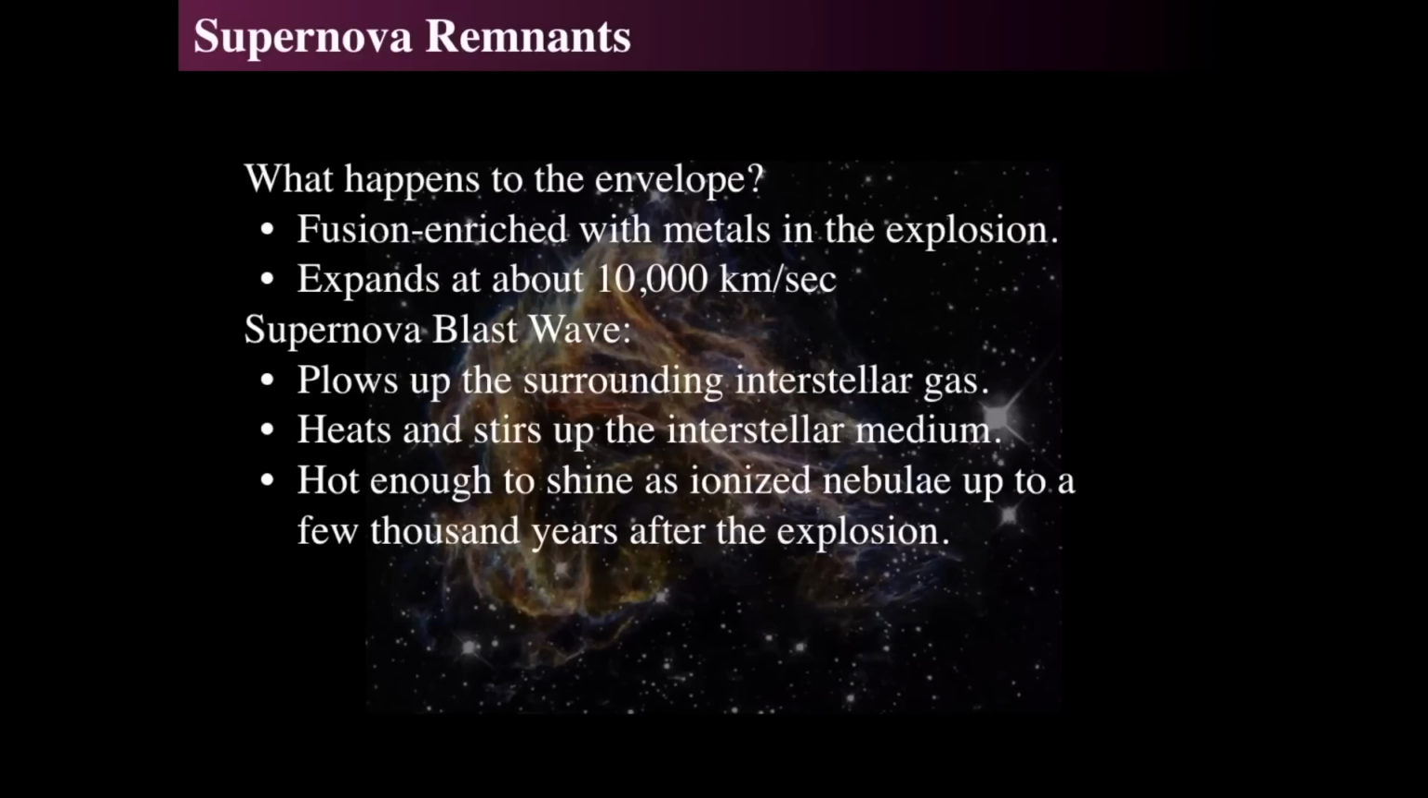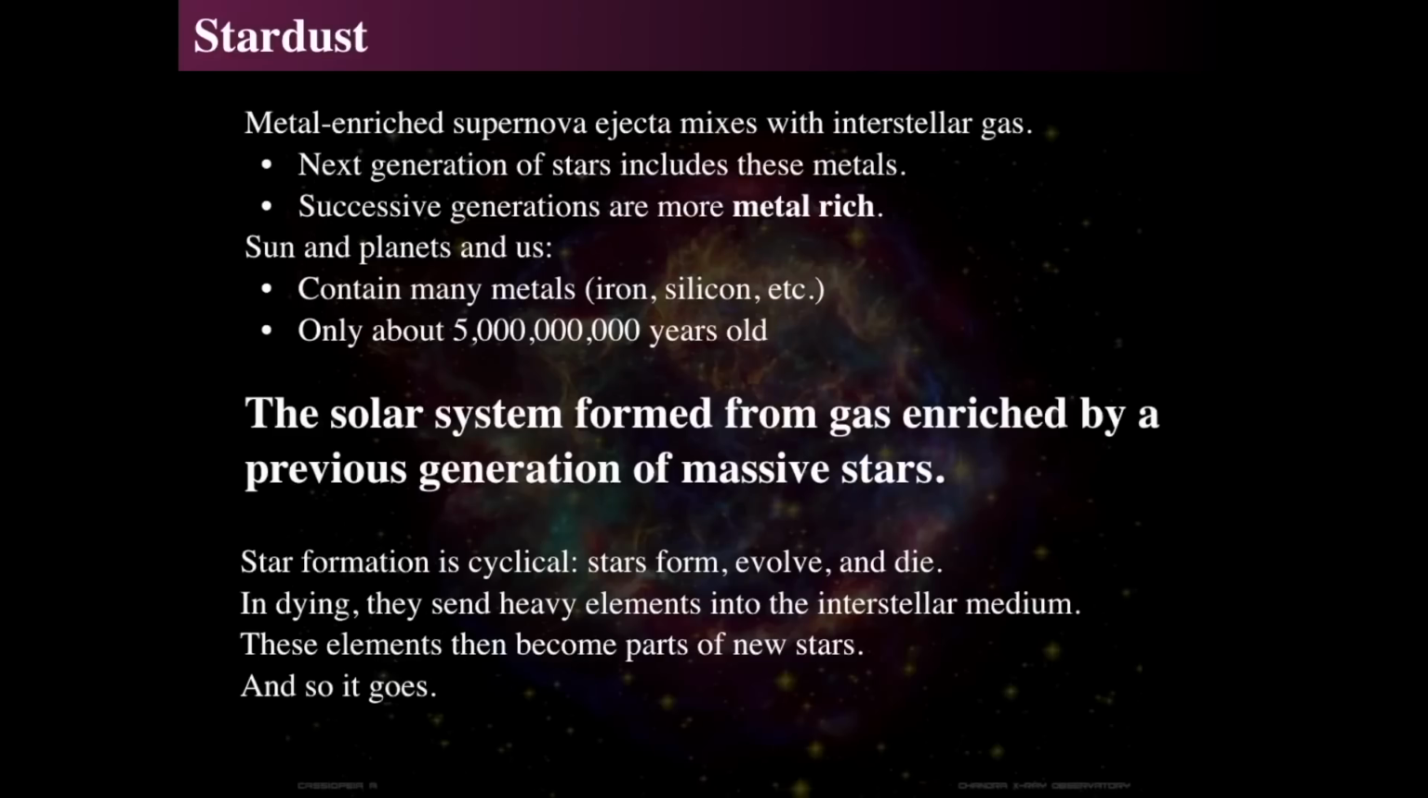So what happens to that supernova remnant, such as 1987A? Well, you get all the materials that were made in that, all the fusion-enriched stuff that was made in the explosion. It expands at thousands of kilometers per second. That makes a blast wave. As we saw with 1987A, it plows into the interstellar medium. It stirs the interstellar medium. It makes an ionized nebula that can be seen for thousands of years. We'll talk about supernova remnants next time. But that makes something to be seen for a few thousand years after the explosion. And that material then mixes with the interstellar gas.